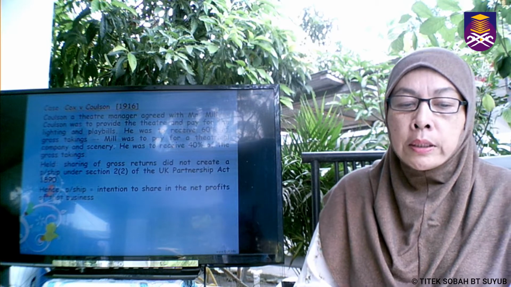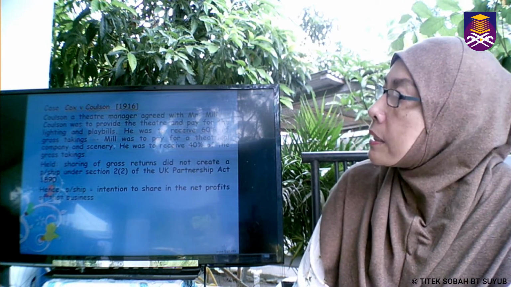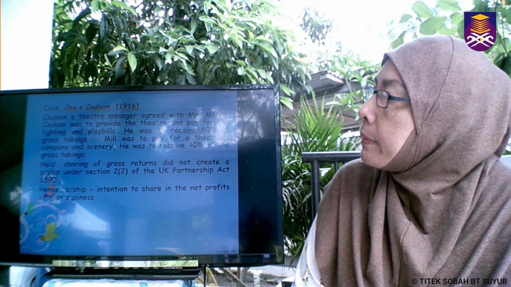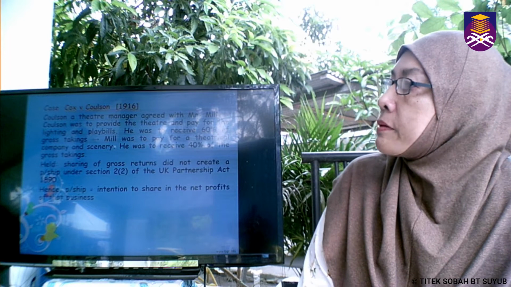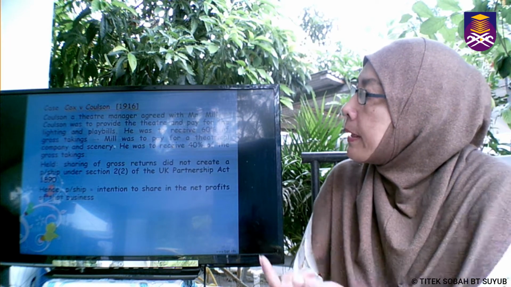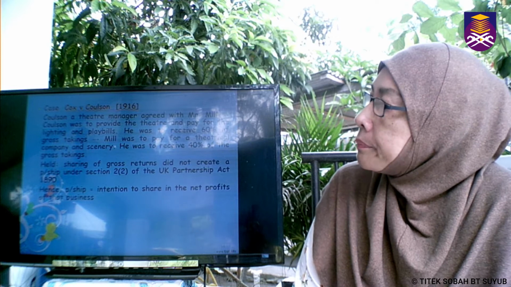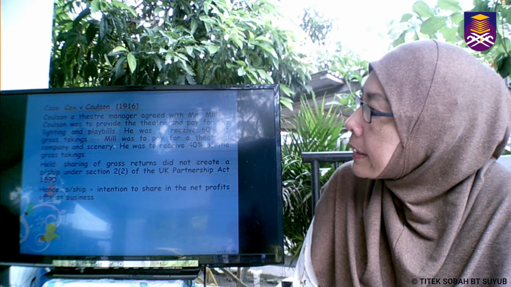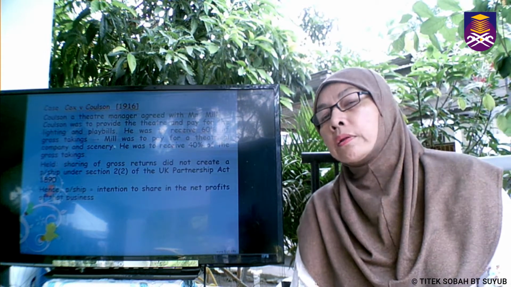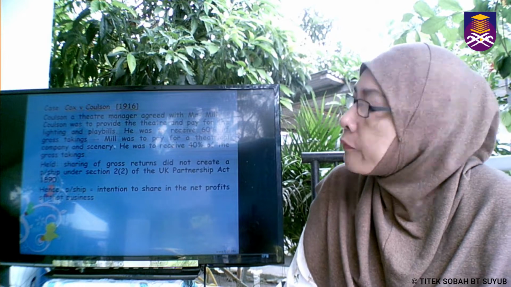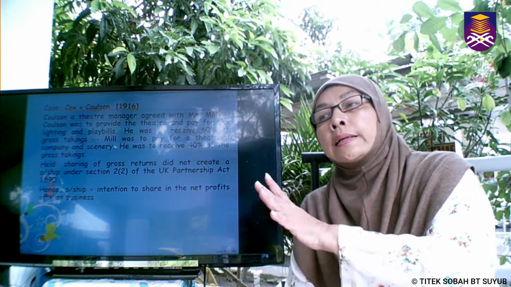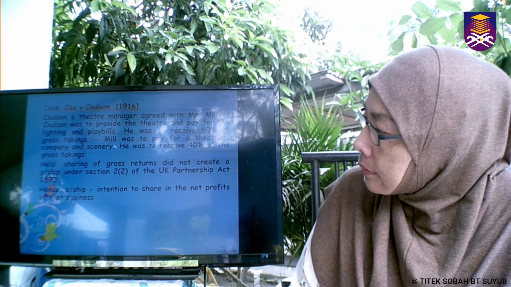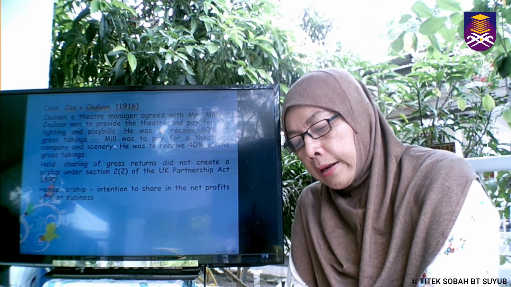So let us have a look at the case of Cox versus Coulson again. This case, just now I was mentioning to you about the theatre manager who agreed with this Mr. Mill, whereby the theatre manager, Mr. Coulson, is to provide the theatre, while Mr. Mill is to pay for the theatrical company and scenery for the show. He is supposed to pay for the show, and he is supposed to receive 40%. The court held that actually they are not a partnership. Why are they not a partnership? Because they are sharing gross return. So they are not sharing the net profit.